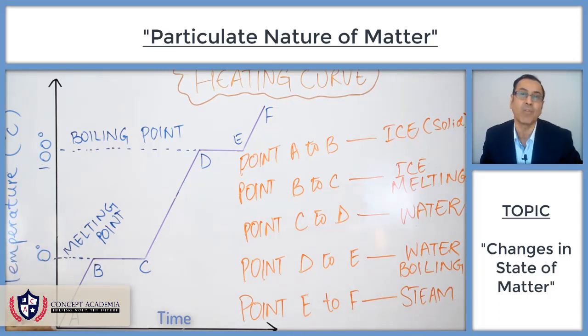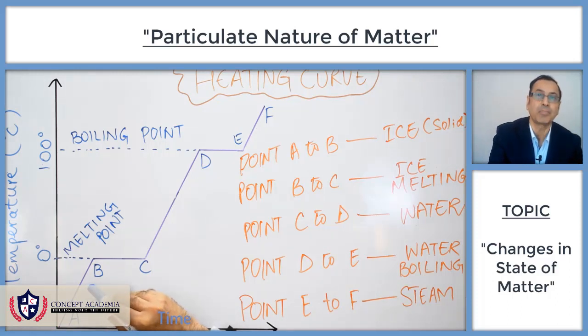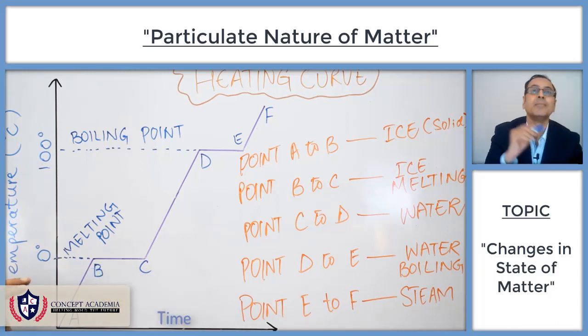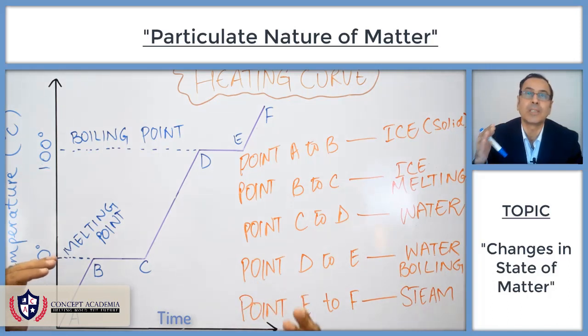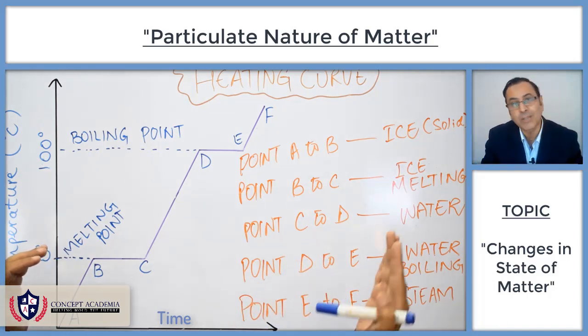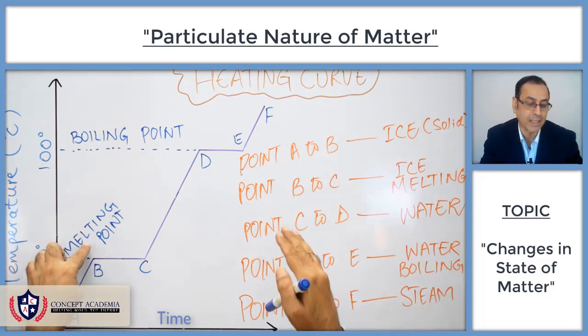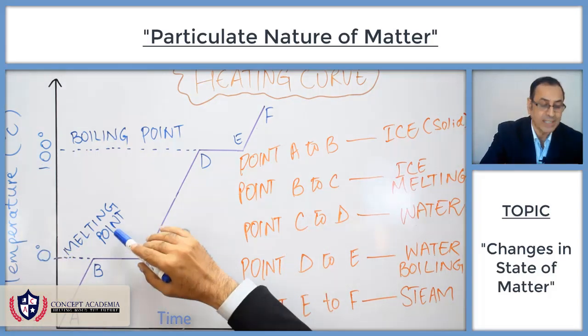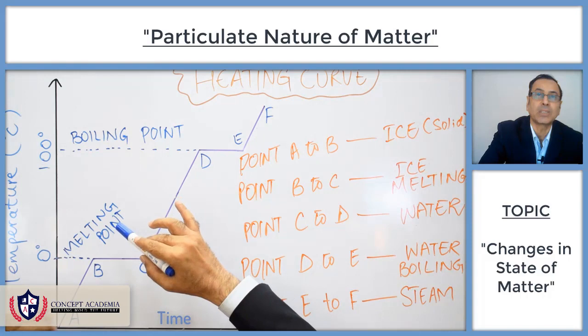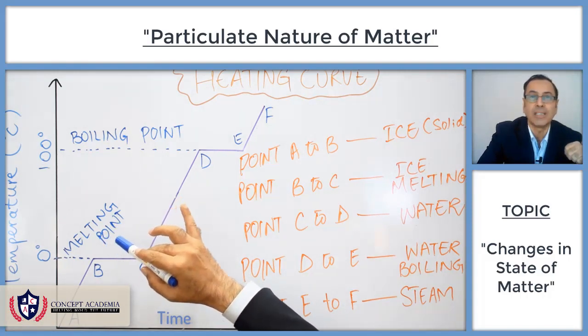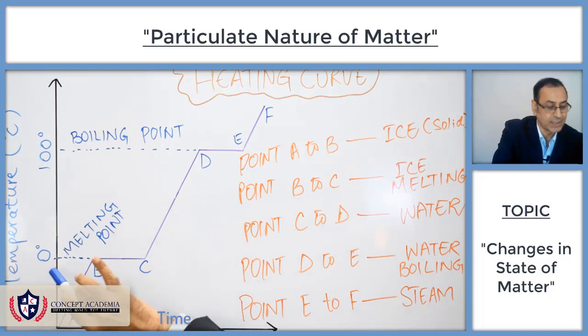At A we have ice and we are heating it. It is gaining heat energy, and with the gain in heat energy the temperature is increasing gradually and slowly, and at the point B ice has started to convert itself into liquid water, and that temperature is called the melting point. So the melting point is the temperature at which ice solid is converting into liquid water, and that is 0 degrees centigrade.